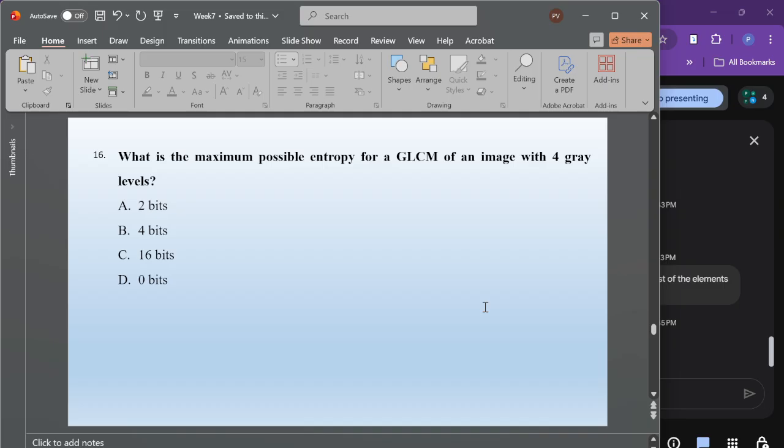Now, our next question is, what is the maximum possible entropy for the GLCM of an image with four gray levels? Here they are asking for the maximum possible entropy. So how can we solve this question?